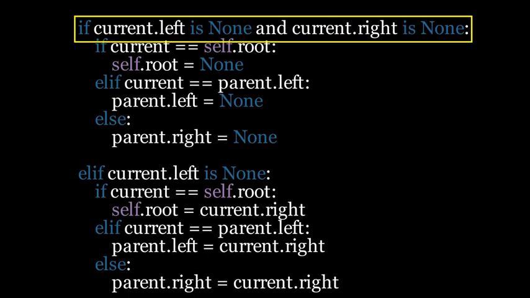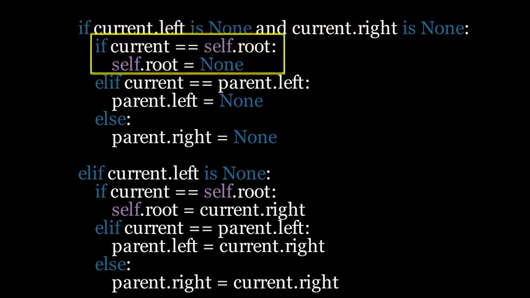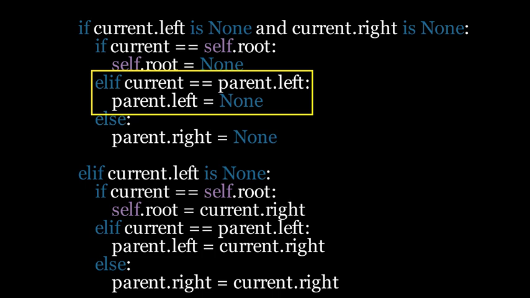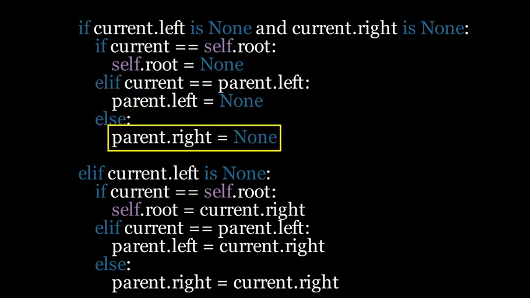Case 1. The node has no children, meaning it's a leaf node. In this case, if the node is the root, the tree is set to none, making the tree empty. If the node is a left child of its parent, the parent's left reference is set to none. If the node is a right child of its parent, the parent's right reference is set to none.